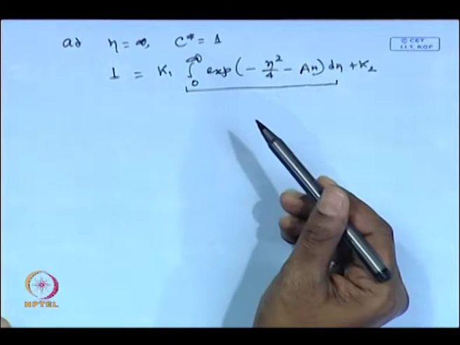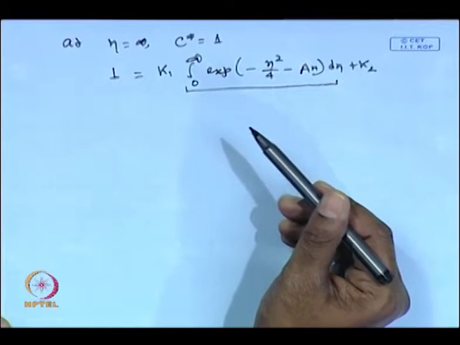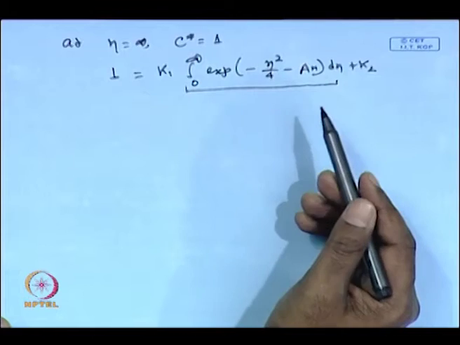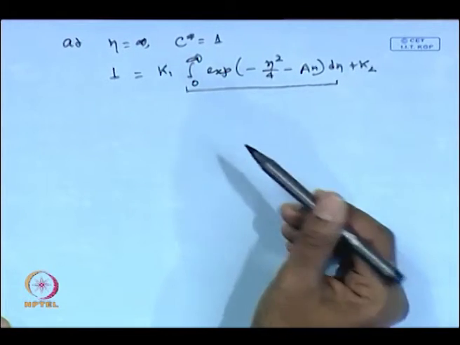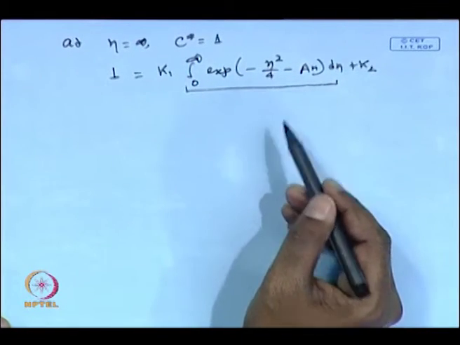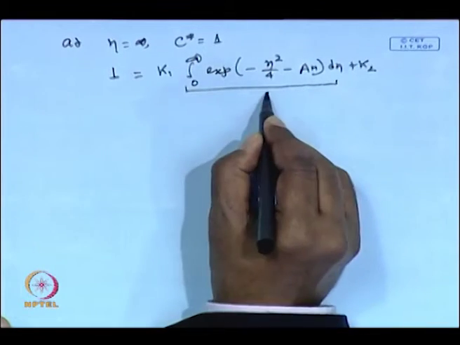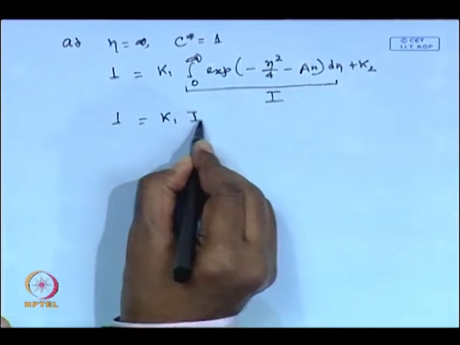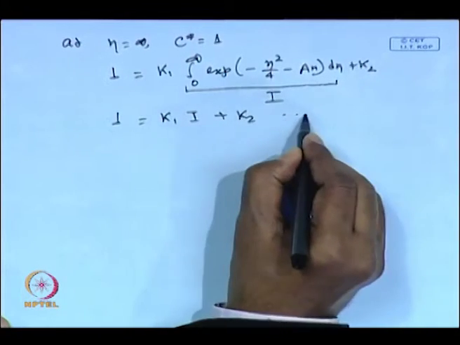Then just increase the number arbitrarily, let us say from 10 to 12, and look into the result. If the result does not change in the third or fourth decimal place, that means 10 is good enough as infinity for this particular problem. Okay. So, let us indicate this integral as I. So, this becomes k1 I plus k2. This is equation number 1.